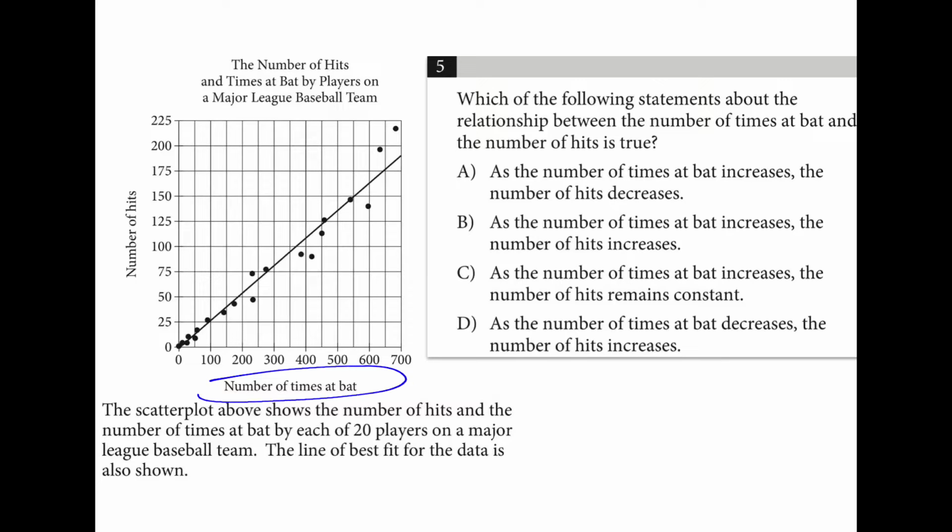So in our graph, the x-axis is the number of times at bat, and the y-axis is the number of hits. And the relationship there is the more times you go up to bat, the more hits you have. So at-bat increases is correct, at-bat decreases is not, and the number of hits increases. B.